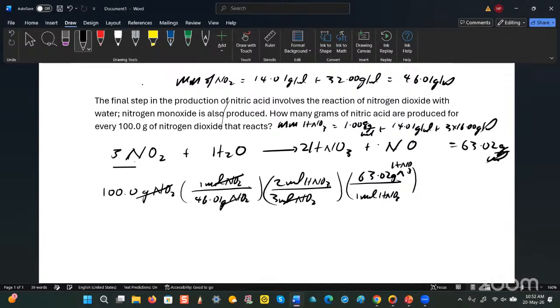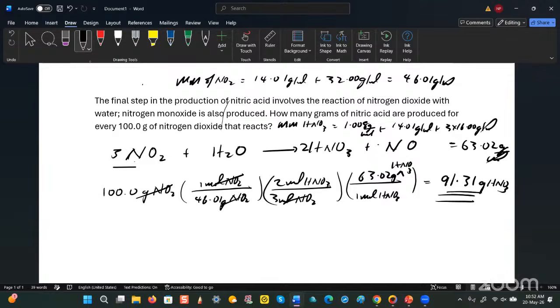So let's do the number crunching. 100 divided by 46.01 times 2 divided by 3 times 63.02. And according to my calculation, this works out to be equal to 91 point, how many sig figs? 4 sig figs, so 91.31 grams of HNO3. And that's how that is done.